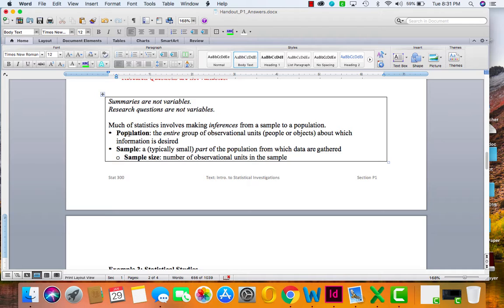Some definitions. Population is the entire group of observational units, and a sample, typically small, is part of the population from which data is gathered. And the sample size is the number of observational units in the sample. So I talked about how you guys, my students in Stat 300, will be a sample, and we can extend that to be a population of either ARC students, a population of college students. From our sample, we can really just expand to a much, much larger grouping, which is the population.